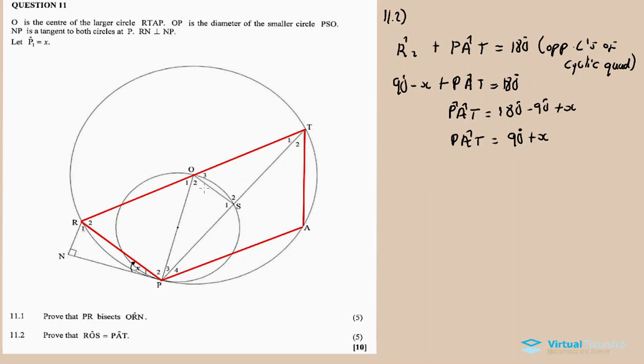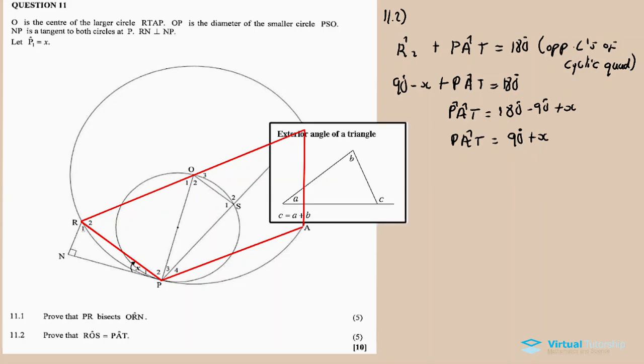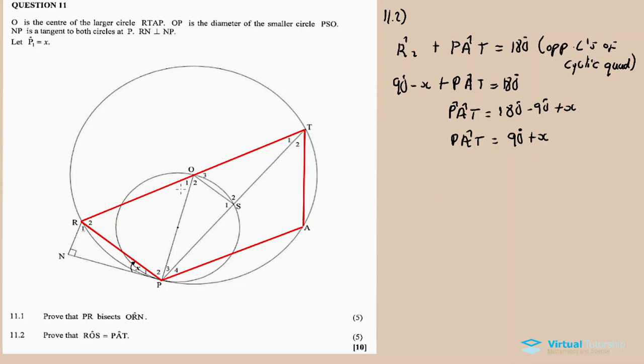right? ROS. Now this is the tricky part here, right? This is the tricky part. In fact, I think we can actually calculate ROS using this theorem: external angle of a triangle. Using the external angle of a triangle. So ROS, this angle is actually the external angle of this smaller triangle.